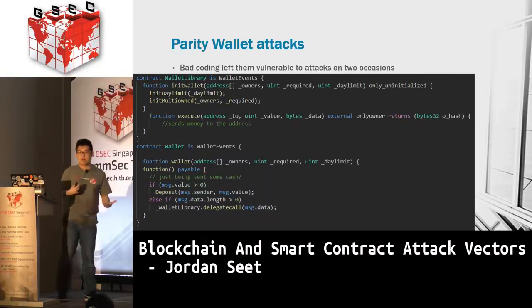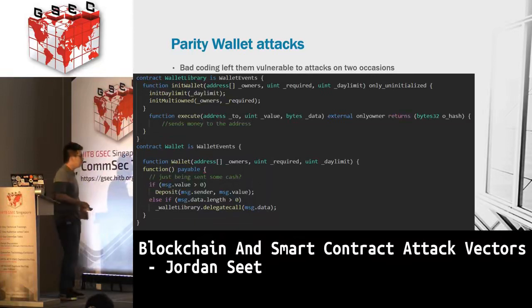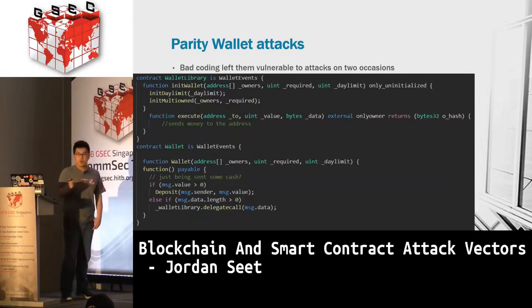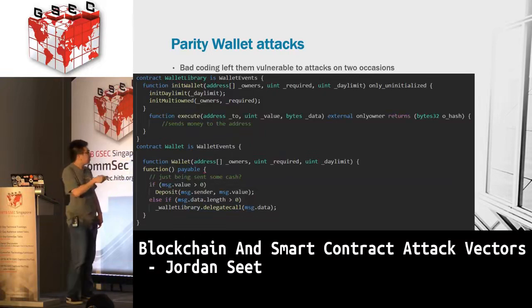And that's how functions are called in smart contracts. So what I could do is call initWallet, for example. And the damning thing, which is the one that caused this to fail, is that there is no check.